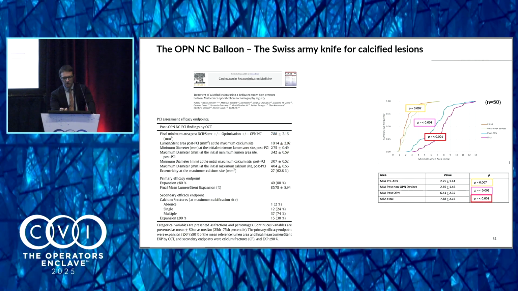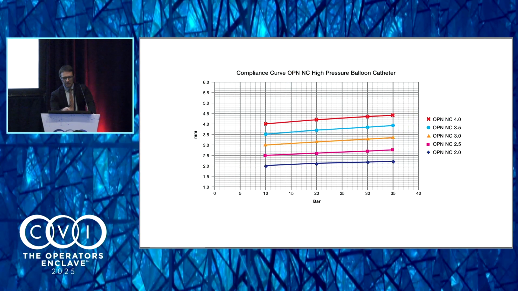This is the compliance curve of OPN NC, just to understand how we say underexpand. An OPN NC balloon, normally, until 35 atmospheres, maintains the diameter. Up to 35 atmospheres, the gain is 0.5. This is the concept behind the undersizing.